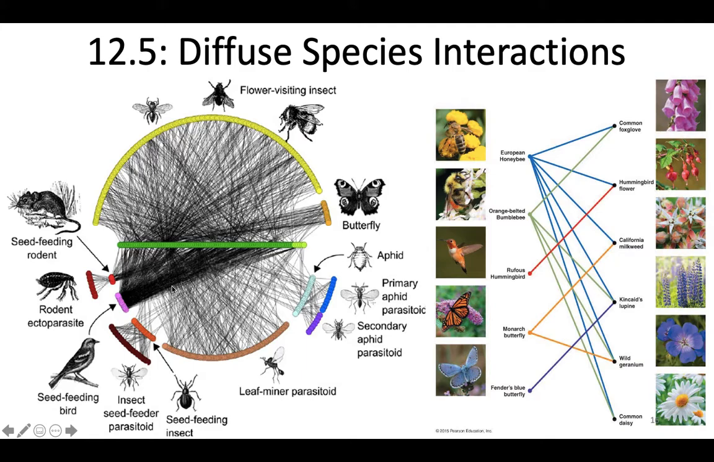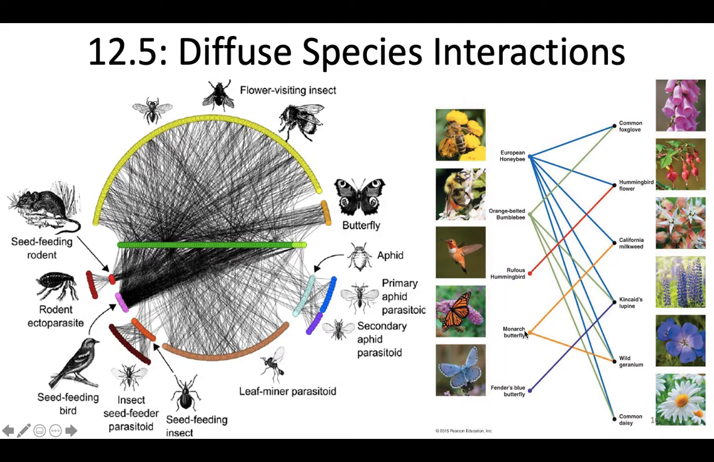This can be true for pollinator interactions, which are usually called pollinator networks, because while some pollinators only feed on a single species of plant, like this Rufous hummingbird that is only feeding on this hummingbird flower in this idealized pollination network, European honeybees, as I've probably been on a rant about before, are very generalist. They'll feed on a lot of different types of plants.